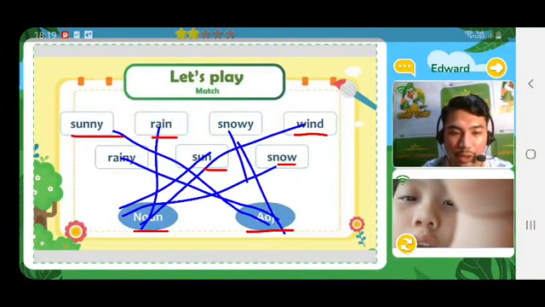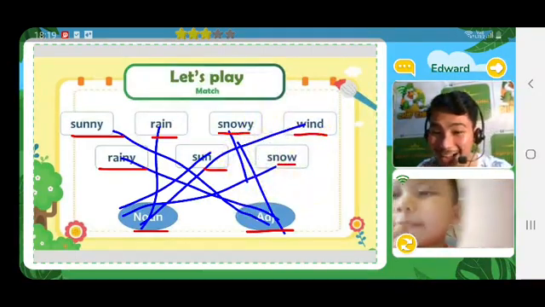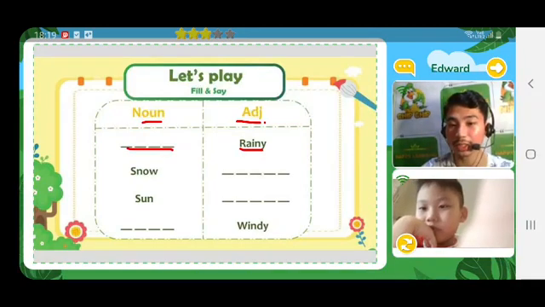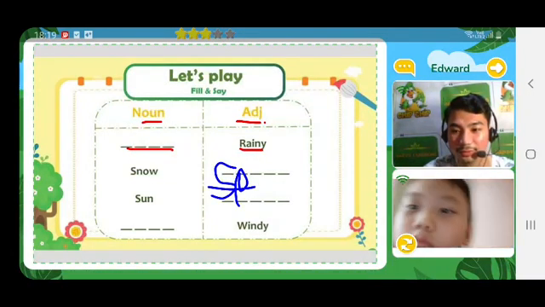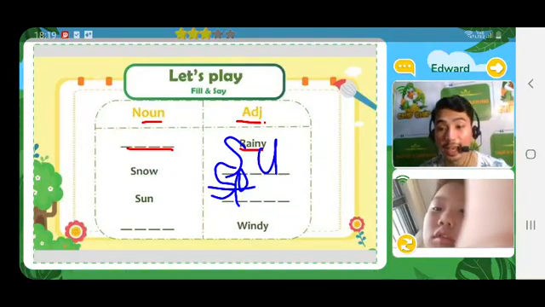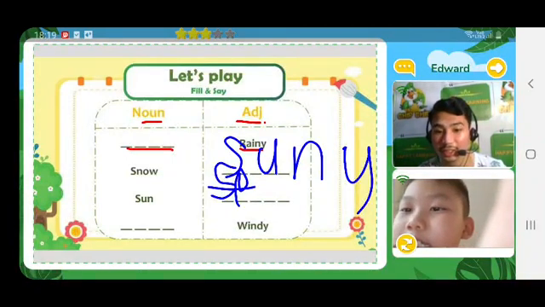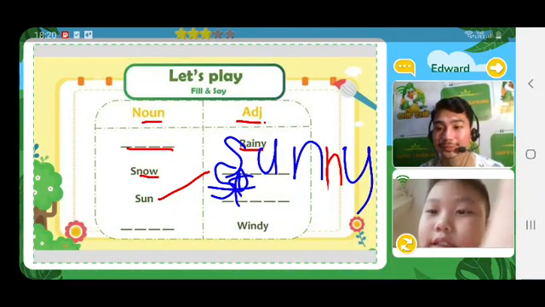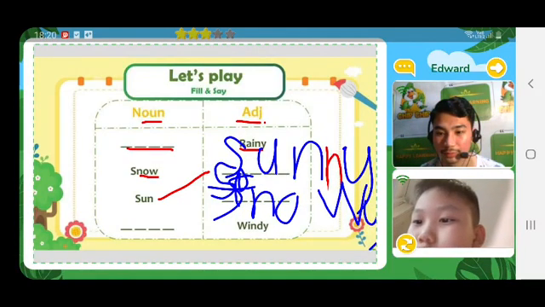Adjective. Sunny. Rainy. Snowy. Very good. That is correct. Good job, Quang Tuan. Okay, how about the next one? What are the noun and the adjective? Rainy. What's this here? Sunny. Yeah. How about snow? Snowy. Wow, very good. How about here?